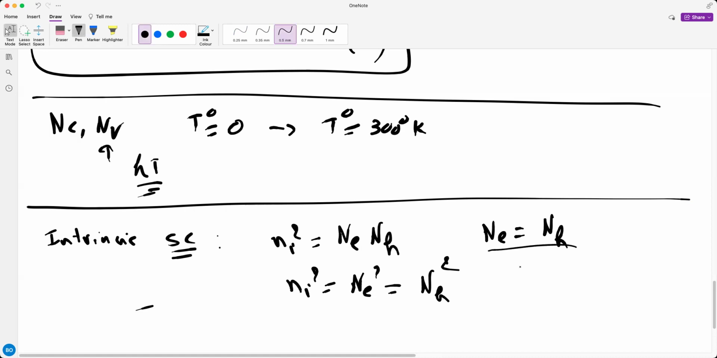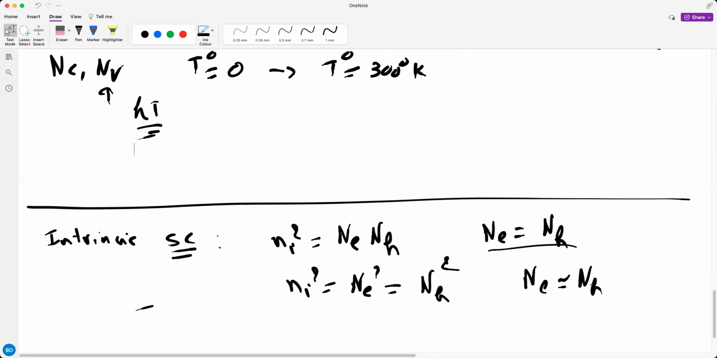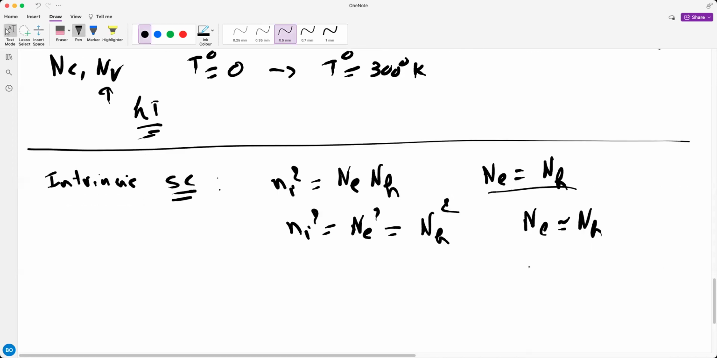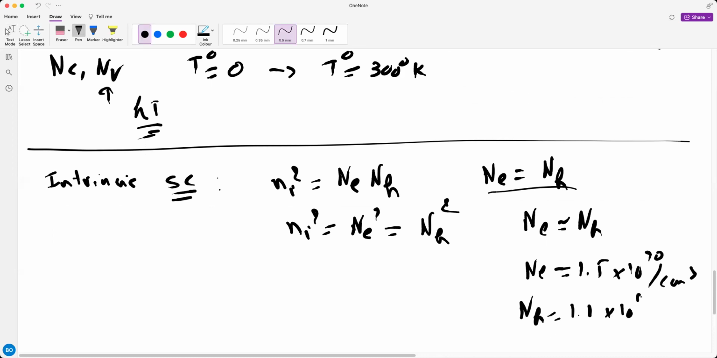Sometimes when you do the calculation, you might find a slight difference, but they should be of the same order of magnitude. For example, just to give an example, you might find in some calculation that ne is 1.5 10 to the 20 per cubic centimeter, and you might find nh is 1.1 10 to the 20 per cubic centimeter. So you might find this, but those are very, very similar, of the same order of magnitude.